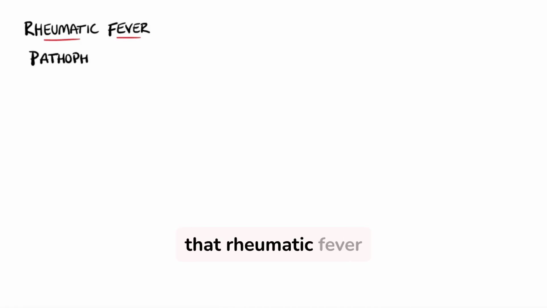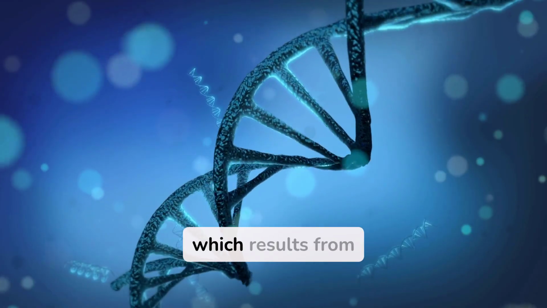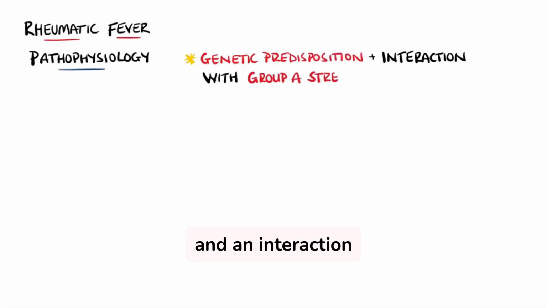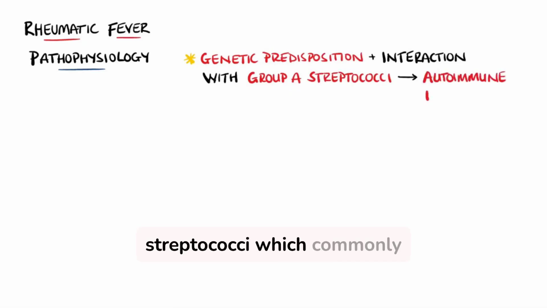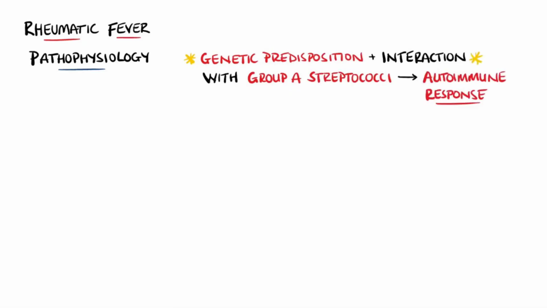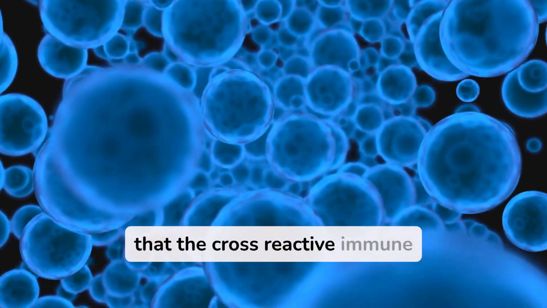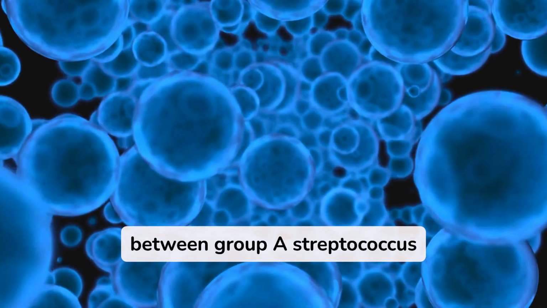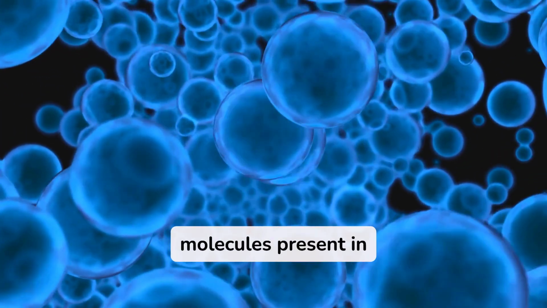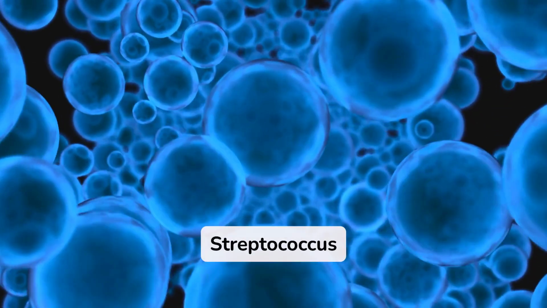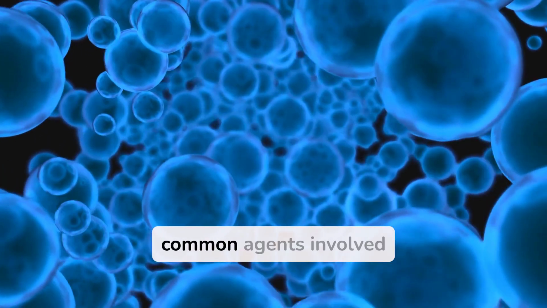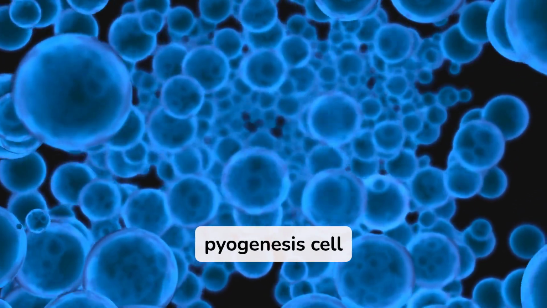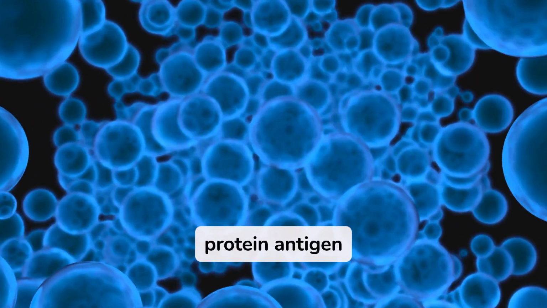We already said that rheumatic fever is an autoimmune condition, which results from an individual that is genetically predisposed and an interaction with group A streptococci, which commonly comes from a throat infection. It is thought that the cross-reactive immune cells come from molecular mimicry between group A streptococcus antigens and molecules present in the individual's tissues. Streptococcus pyogenes is one of the most common agents involved. Specifically, epitopes from Streptococcus pyogenes' cell wall include the M protein.